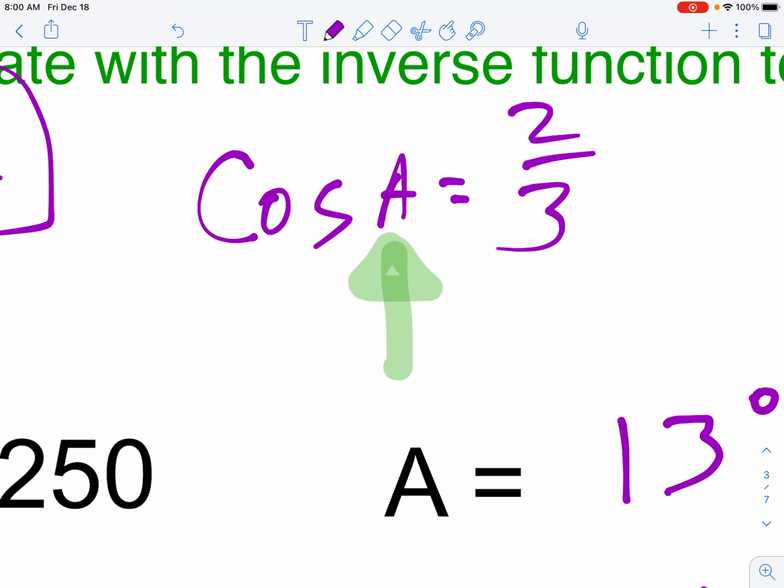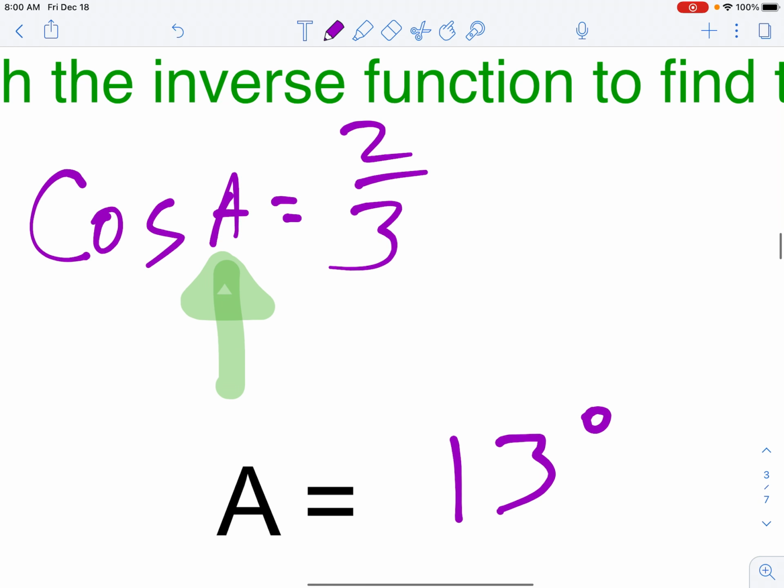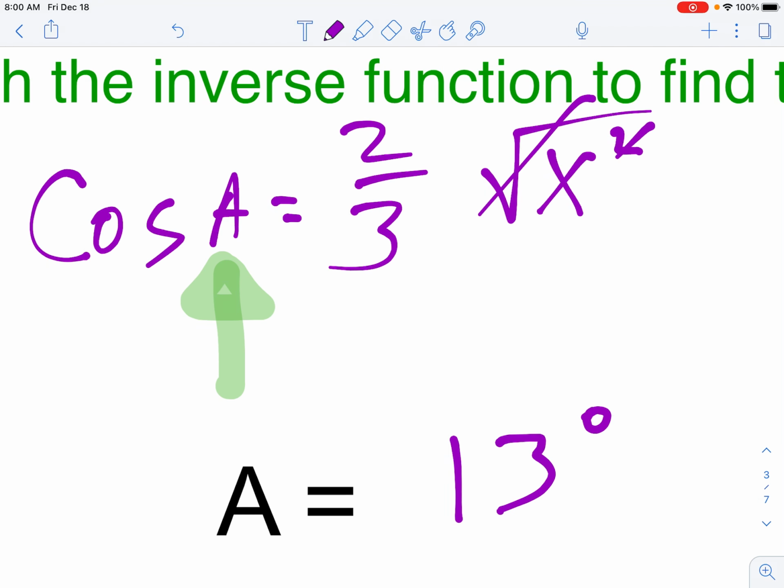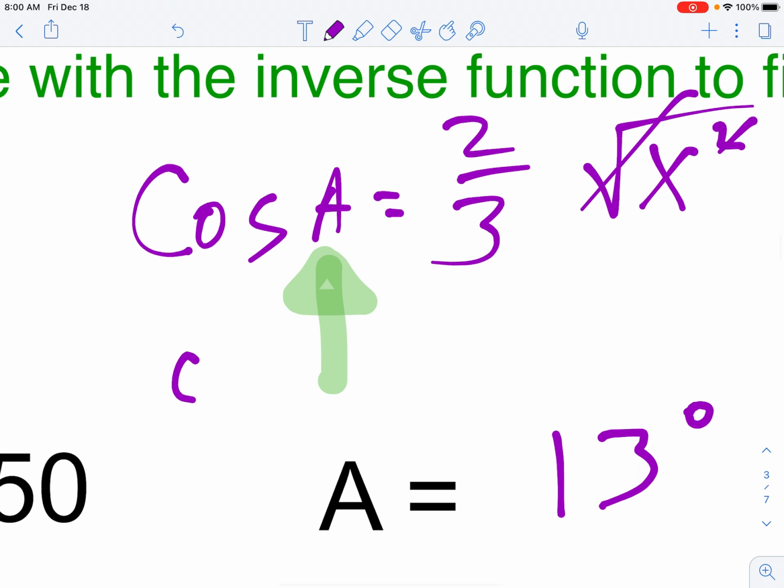In order to do that, we have to get rid of it. Cosine is a function. It's an operation. We're doing something to a number. Just like when we did x squared last unit, we took the square root. The square and the square root cancel each other out. So what we're going to do is the inverse trig function. If it's sine, we do sine inverse, or sine -1; cosine, cosine inverse; tangent, tangent inverse. They undo each other.